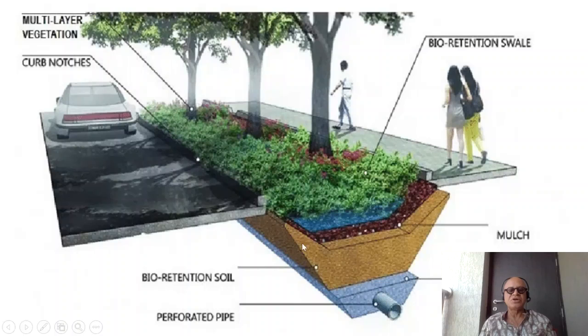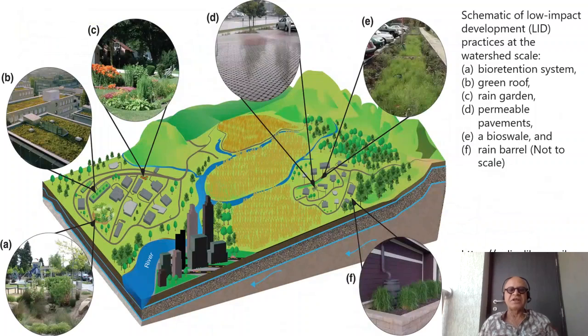There's the bioretention soil. There is the mulch for fertilizing and making the soil healthier over time for the vegetation, and there's a gravel base which basically filters out various sediments, leaves, matter, and other things.